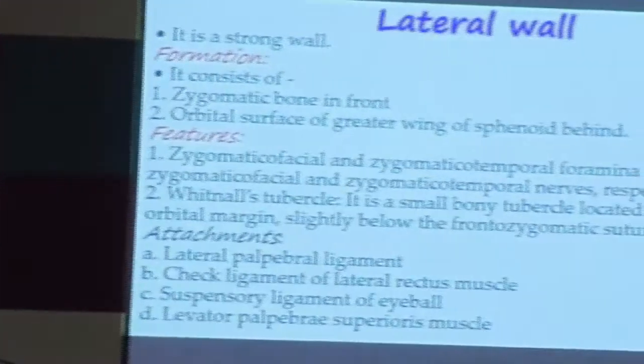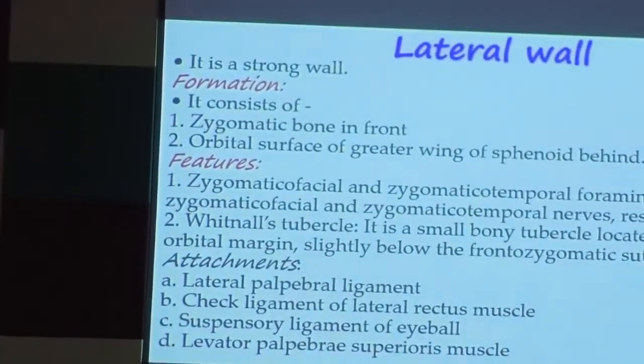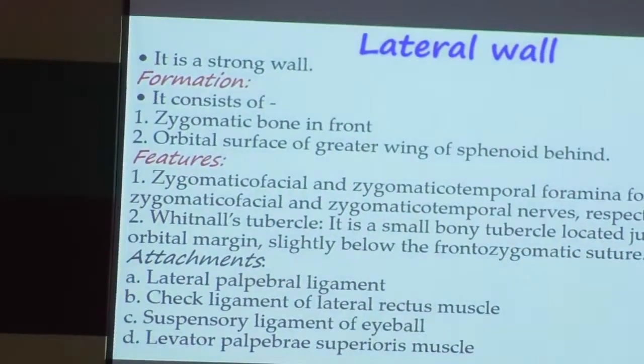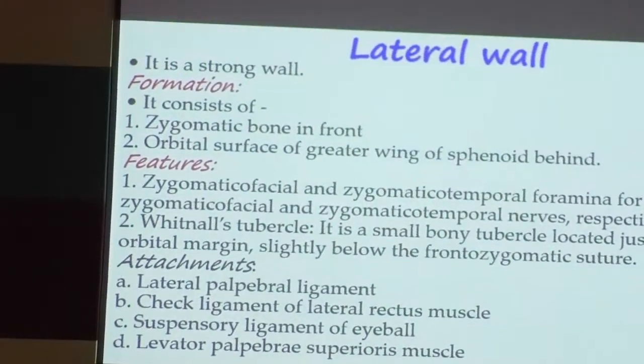Now, Whitnall's tubercle. Lateral wall, you have seen Whitnall's tubercle. It is a small bony tubercle located just behind the orbital margin and slightly below the frontozygomatic suture. You have to show this tubercle, position of the tubercle, where it is lying during showing the bony orbit. Attachments: it gives attachment to lateral palpebral ligament, check ligament of lateral rectus muscle, suspensory ligament of eyeball, and levator palpebrae superioris muscle. So these are the attachments of Whitnall's tubercle.